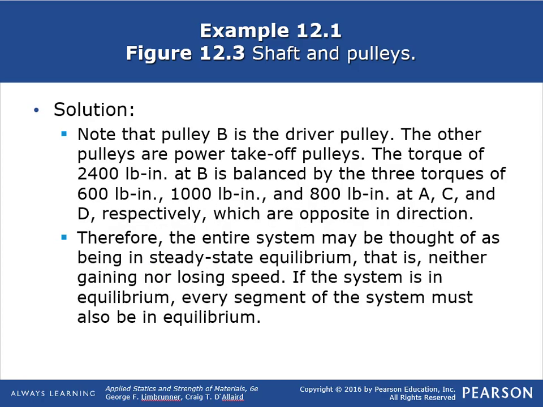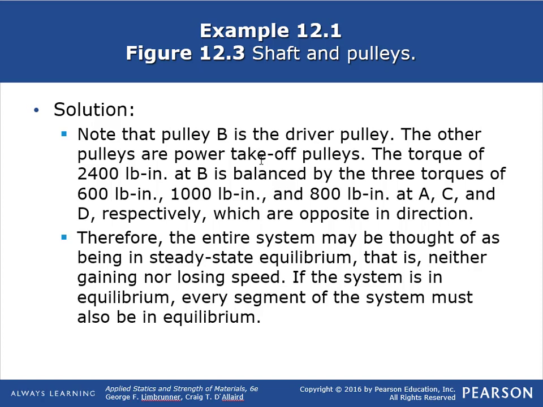Solution. Note that pulley B is the driver pulley. The other pulleys are takeoff pulleys. The torque of 2,400 pound-inches at B is balanced by the three torques of 600, 1,000, and 800 pound-inches at A, C, and D respectively, which are going in the opposite direction. Therefore, the entire system is in steady state equilibrium, that is, neither gaining nor losing speed.